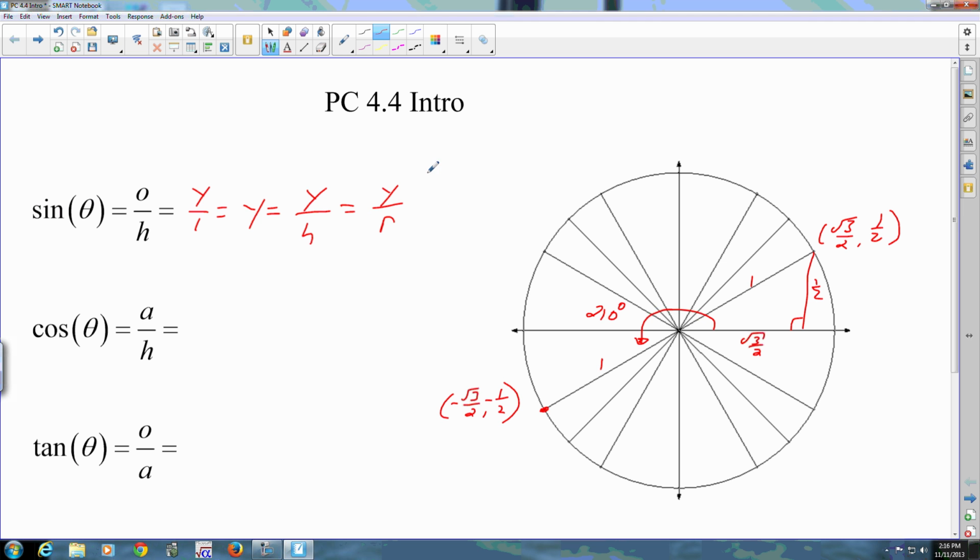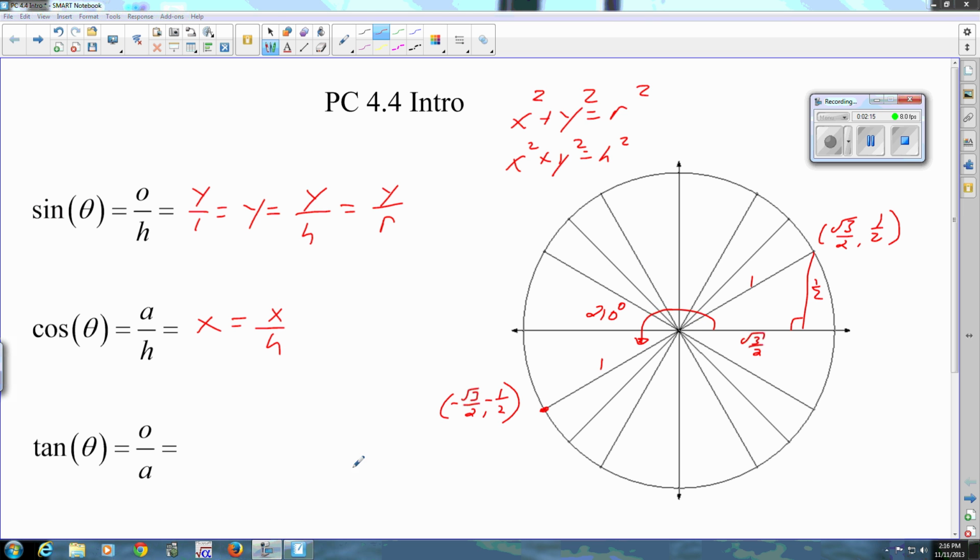And the key here is it's just the Pythagorean theorem. X squared plus y squared is your radius squared, or x squared plus y squared is your hypotenuse squared. Whichever term you want to call it, it's the same thing. If you're on the unit circle, this is your x. If you're not on the unit circle, one second, you guys, I'm going to pause this.